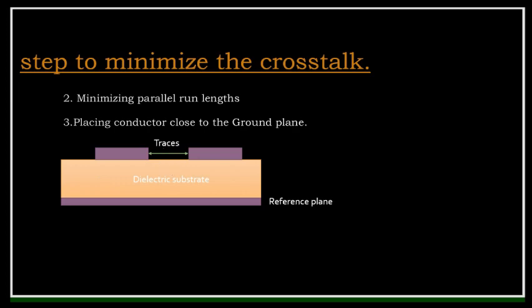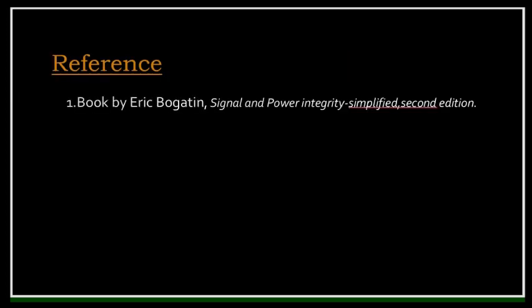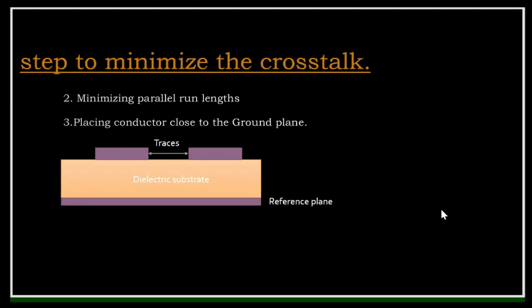So the reference for this crosstalk topic and signal integrity is the book written by Eric Bogatin, Signal and Power Integrity Simplified, 2nd edition. He explains 100 different generalized guidelines for high-speed design in order to avoid signal and power integrity problems. We discussed 3 among them.